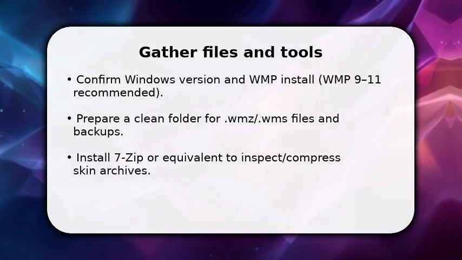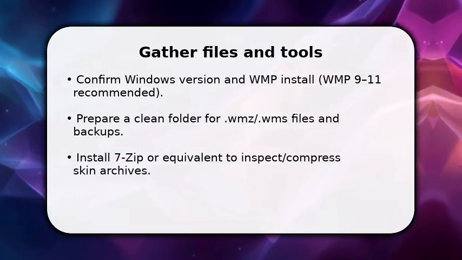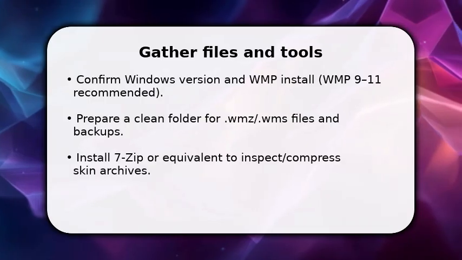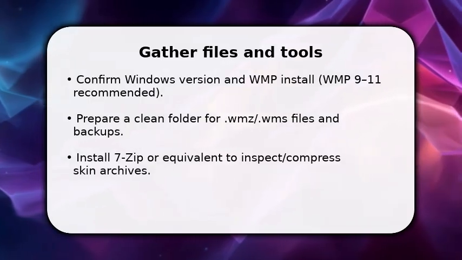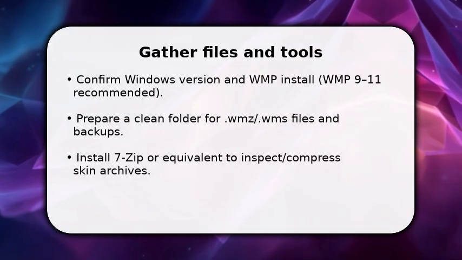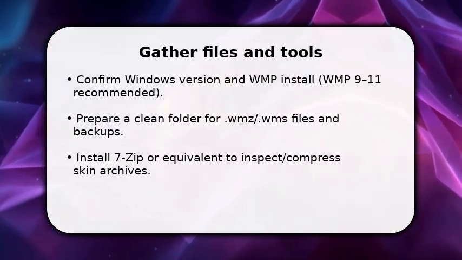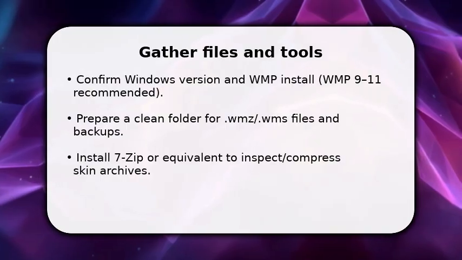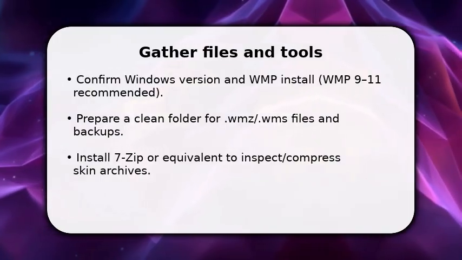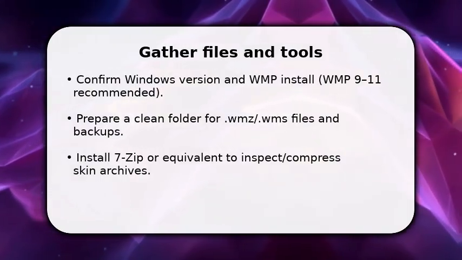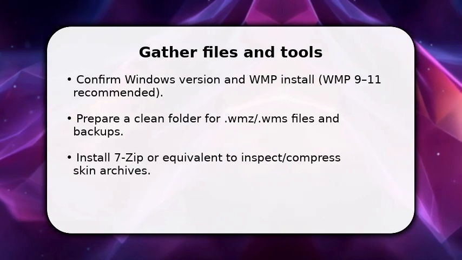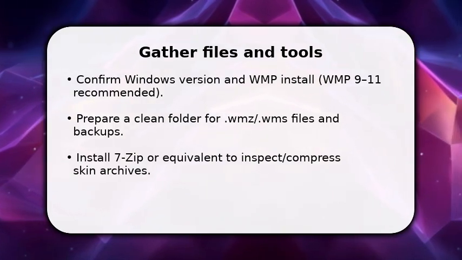You start by verifying which Windows Media Player edition you have, because skins target specific WMP builds. Once done, create a dedicated folder and back up the current skins directory so you can revert. Next, install a decompressing tool like 7-Zip to open WMZ or WMS packages. This lets you inspect contents and extract bitmaps, XML, and skin files. Doing these steps first prevents file conflicts and saves time when you install legacy assets.